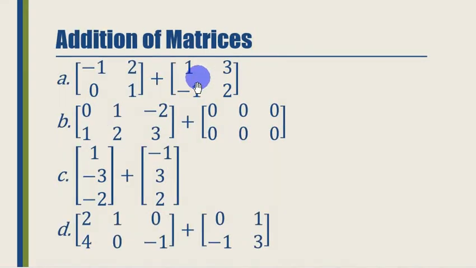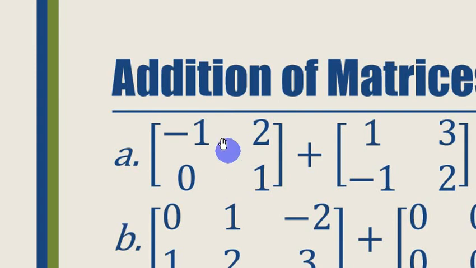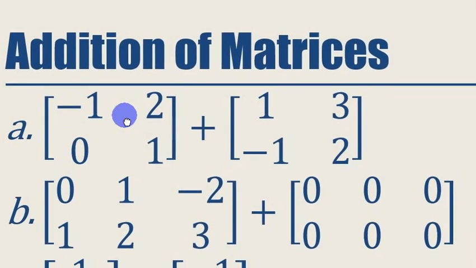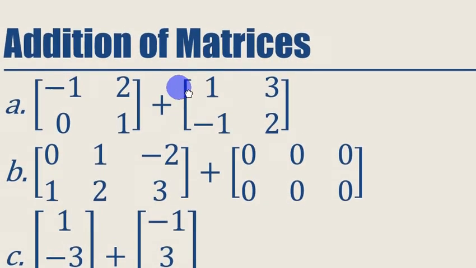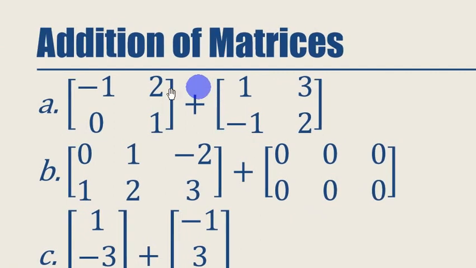So, let's take a look at these examples. We would have the first one in letter A. So, let's take a closer look. First we need to check if they are of the same size, because if they're not, then their sum is undefined. As we can see here, they are of the same size, 2 by 2, so we can add them.